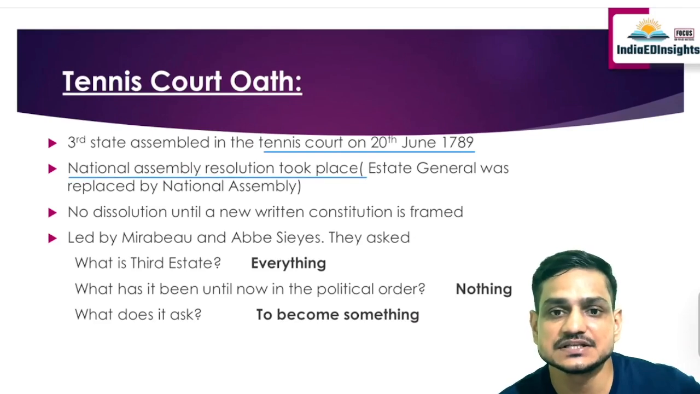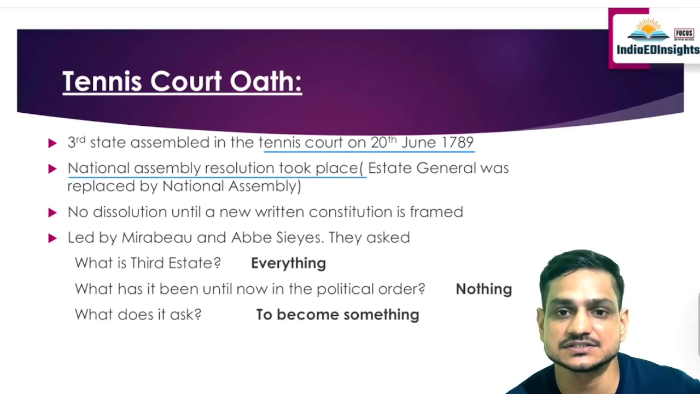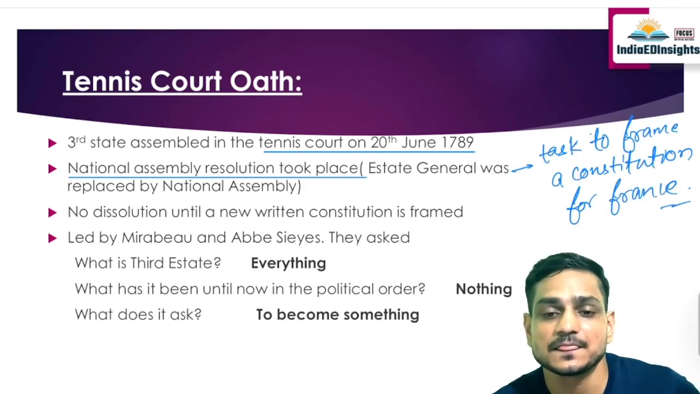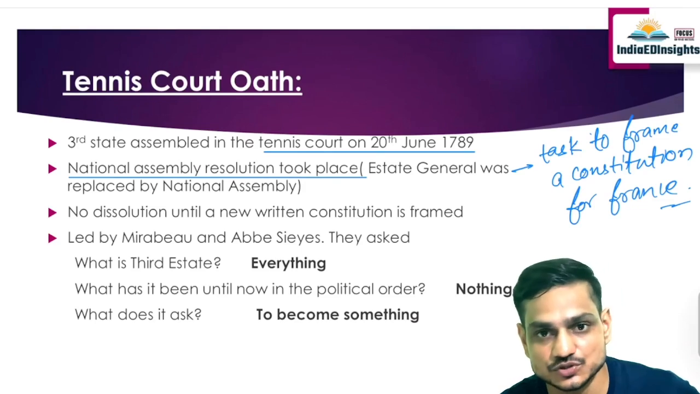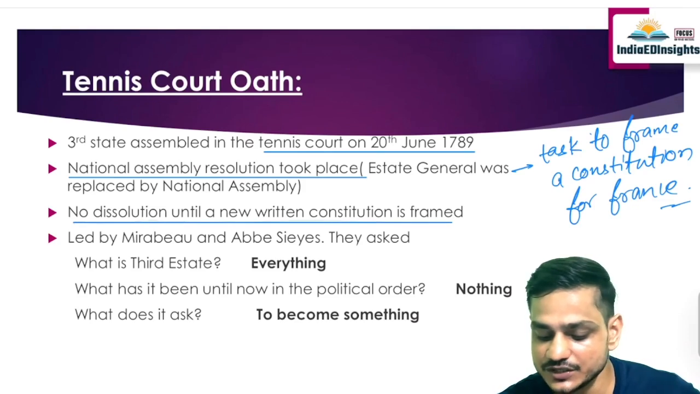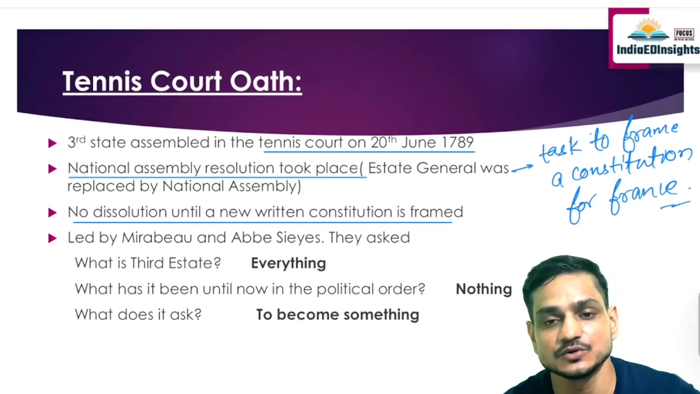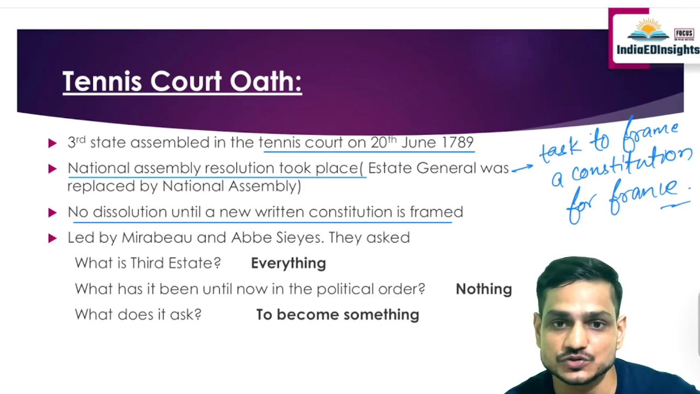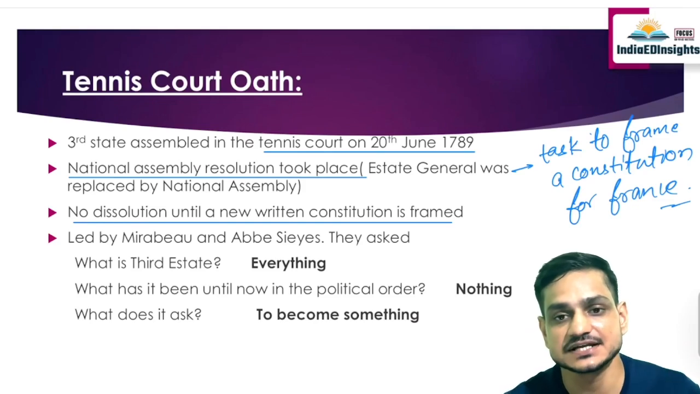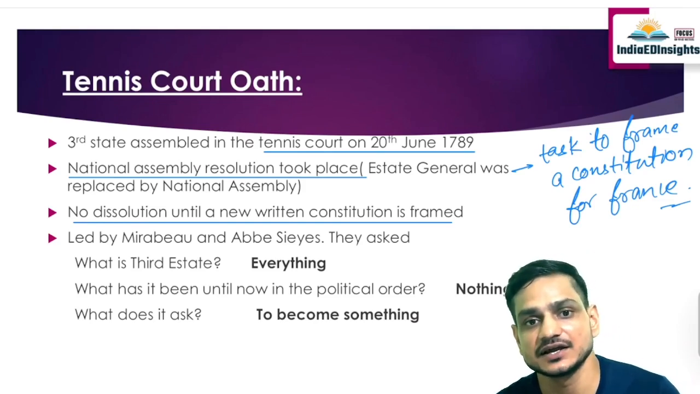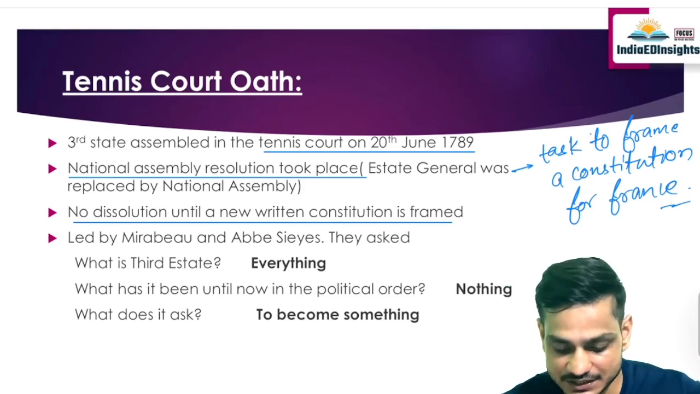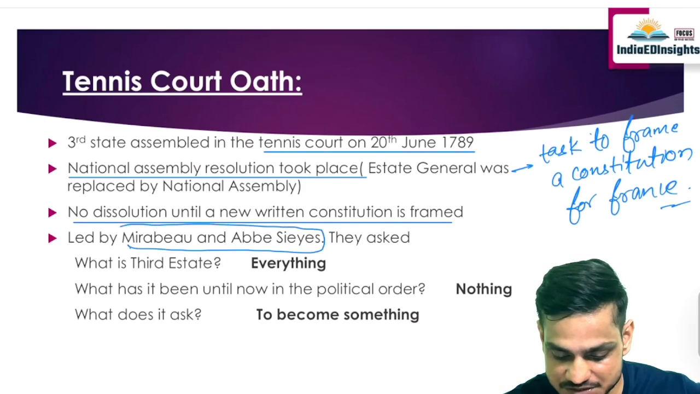So National Assembly means they replaced the State General with the National Assembly, and in the National Assembly, the majority of the members are from the third state only. This National Assembly was given a task that they have to frame a constitution for France. They decided that no resolution until a new written constitution is framed. The National Assembly will not go anywhere till the time we frame a constitution for France.